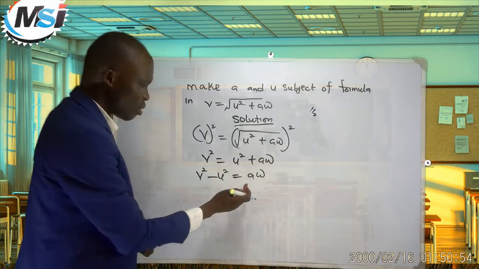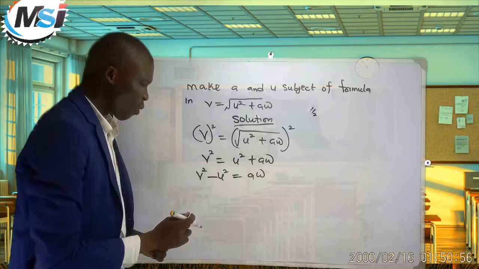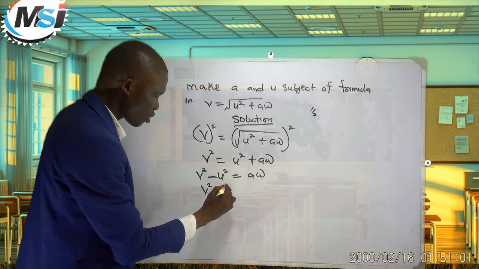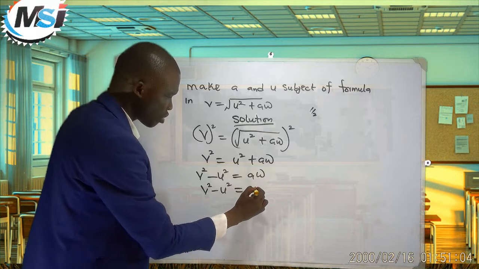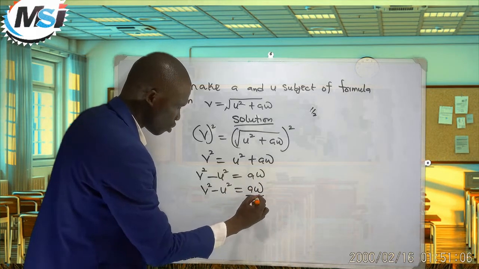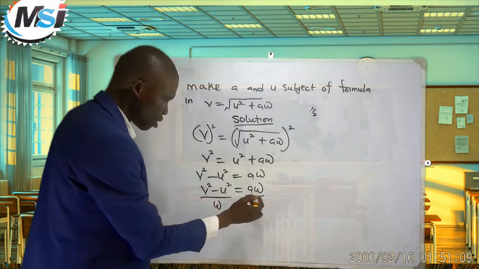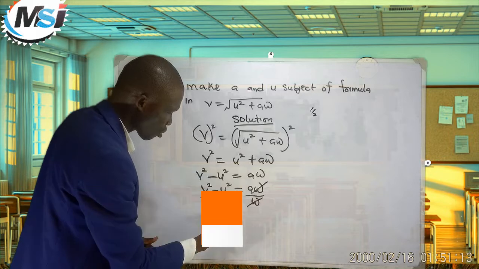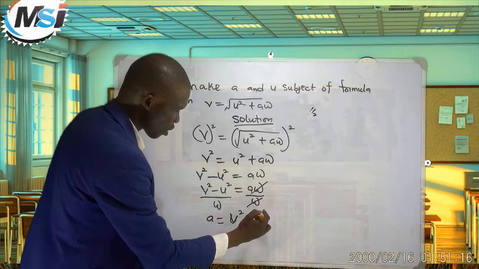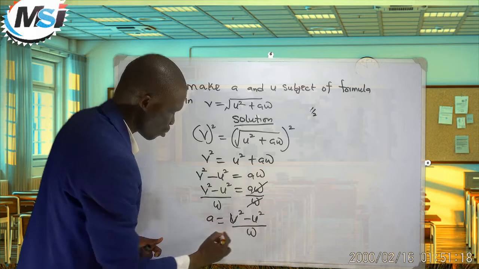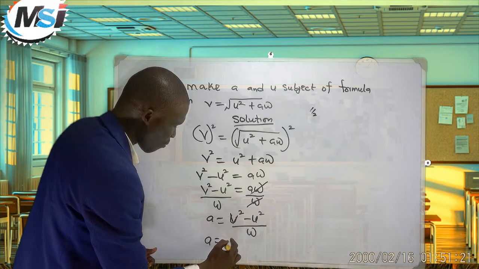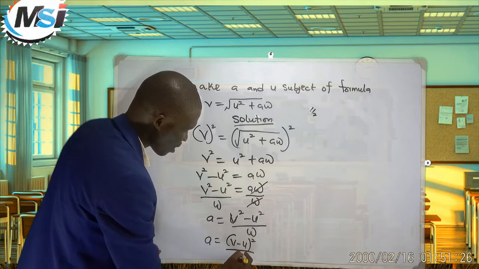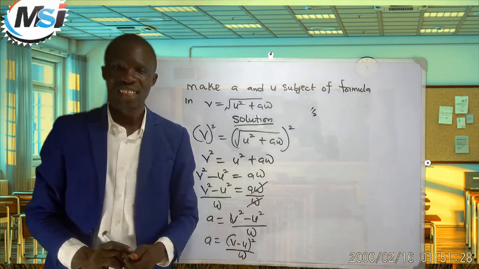Now, looking at this, do you know that this can be written as v squared minus u squared equals AW? Divide this by W, divide this by W. This W will cancel this W, and A will give us (v squared minus u squared) divided by W, which can be written as (v minus u) squared all over W. I believe you understand that, right?